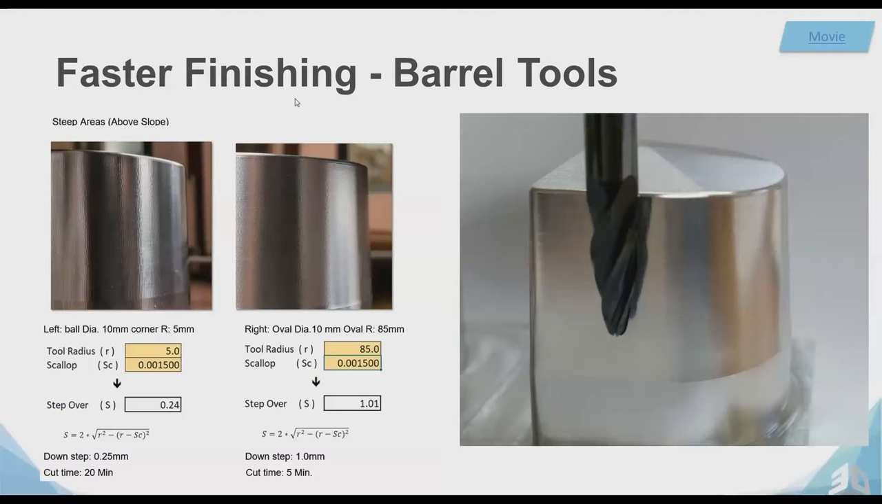On the steep areas, what we call the above slope, we can use the very big radius of the oval tool with a radius of 85 millimeters, and this means we can increase the step over, or the down step in this case, to 1 millimeter compared to 0.25 or 0.24, and this means a 4 times bigger down step and a 4 times faster machining. Instead of 20 minutes, just 5 minutes. Let us have a look at this movie now.